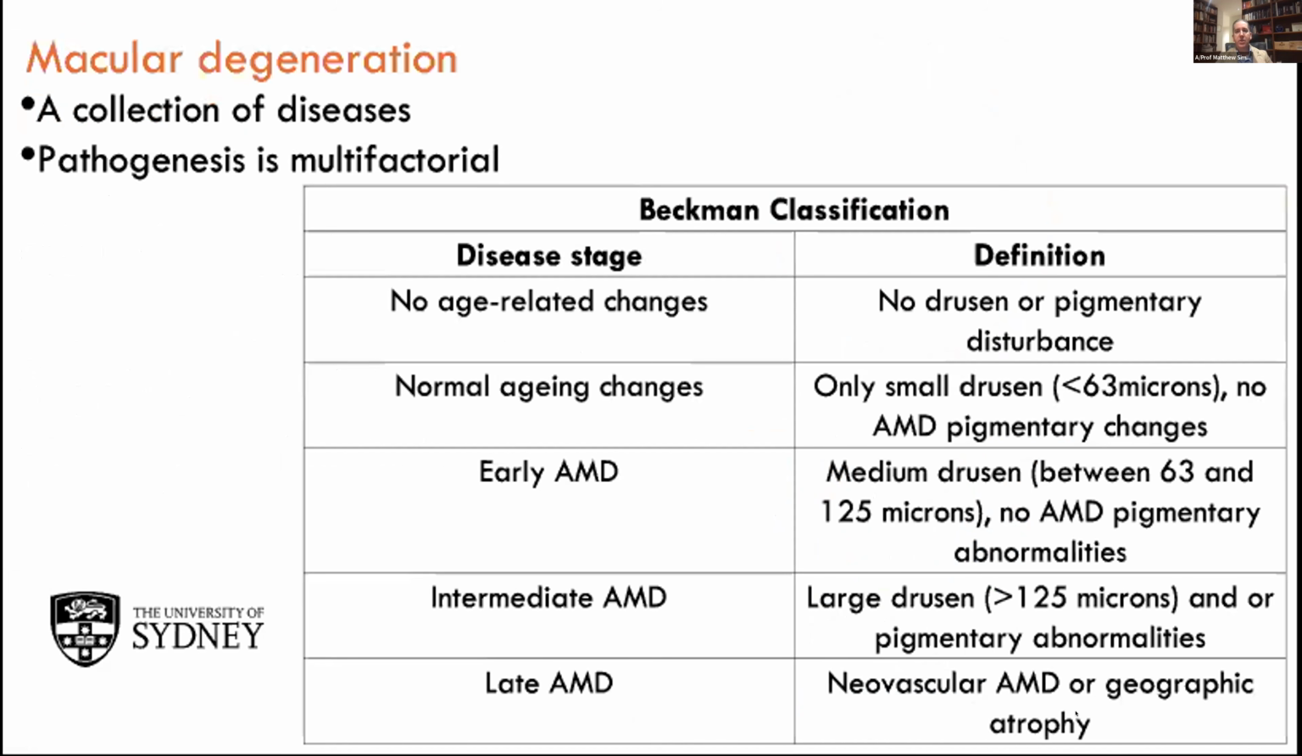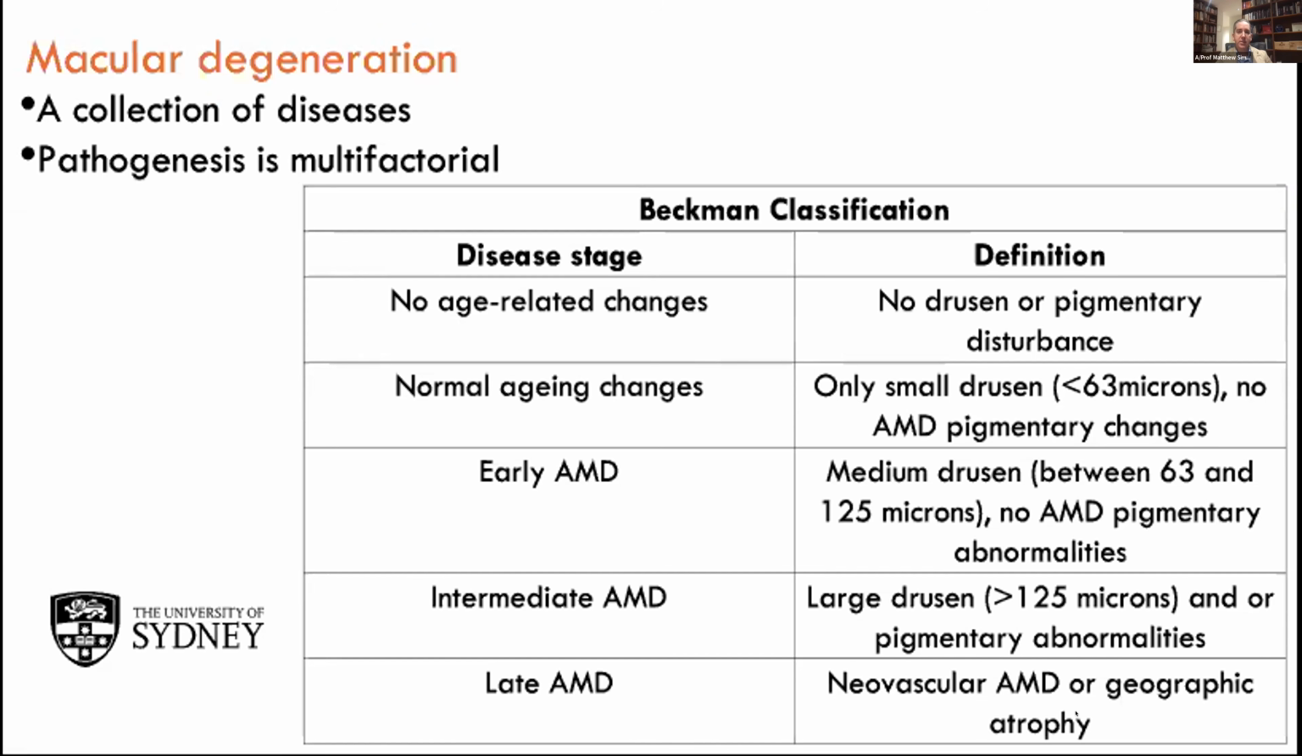The term macular degeneration really encompasses a variety of phenotypes, as we'll see over the next few slides. And the pathogenesis of AMD appears to be multifactorial. It's not a single gene disorder, and a variety of genes have been implicated in its pathogenesis. And importantly, lifestyle factors appear to be crucial, including things such as diet and smoking status.